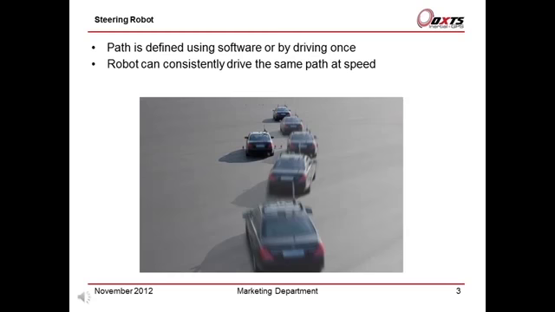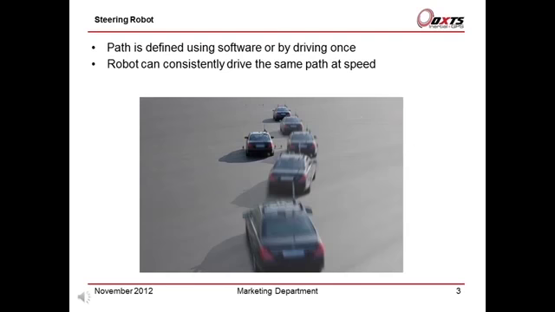Let's continue looking at the steering robot. The steering robot is defined by a path that is coordinated into a software or by driving once. Cones can be placed by driving the vehicle slowly along a path. The steering robot can consistently drive the same path at speed.